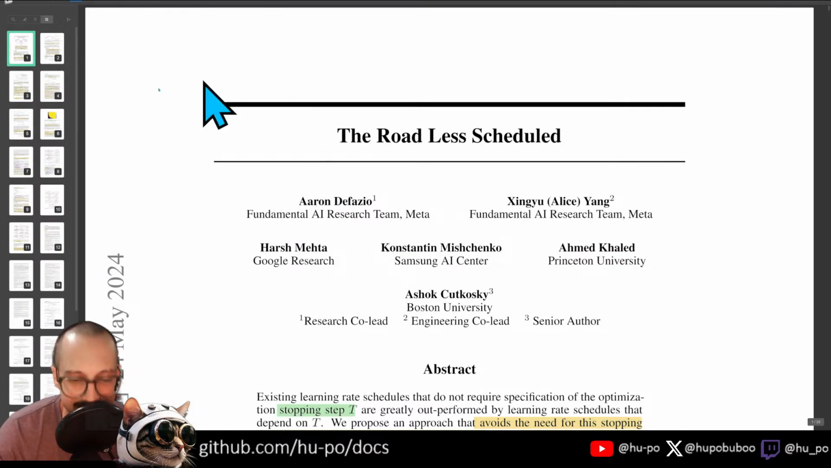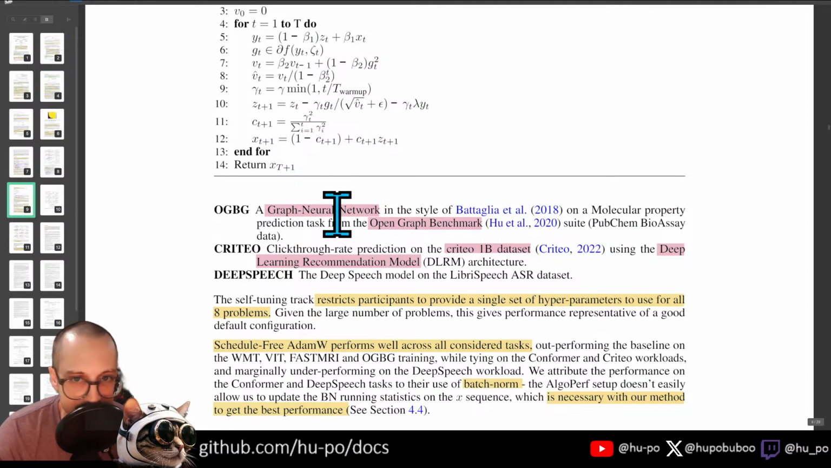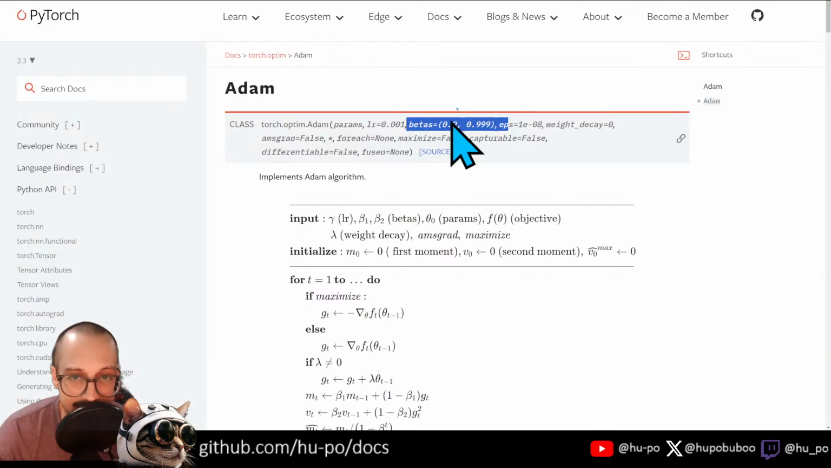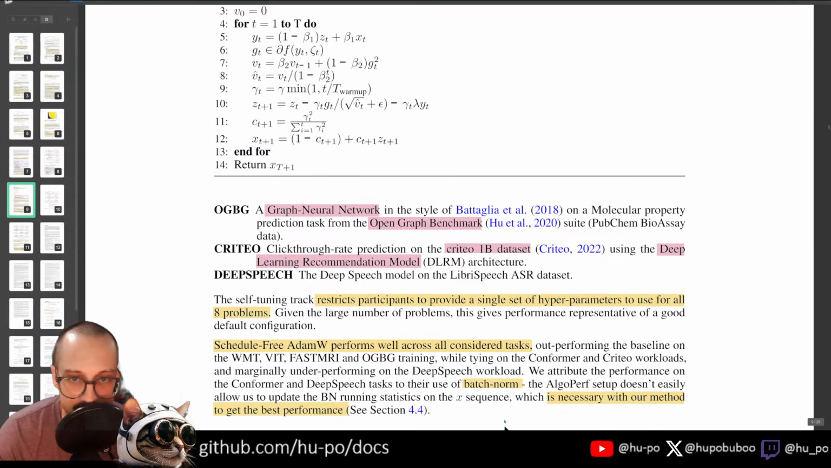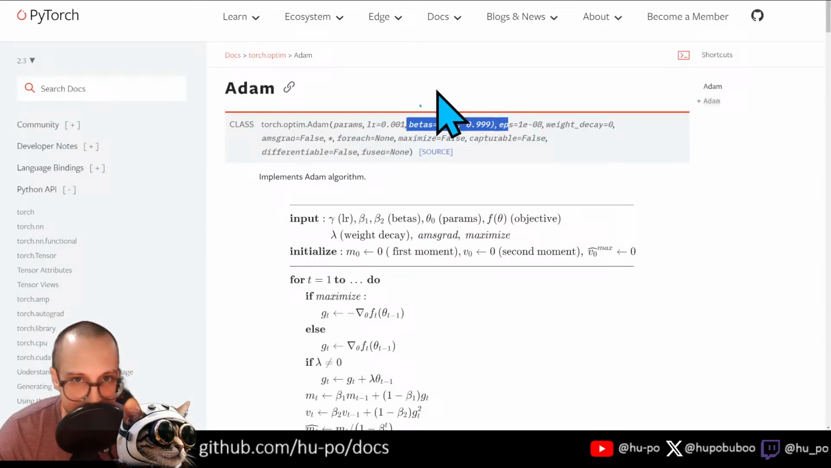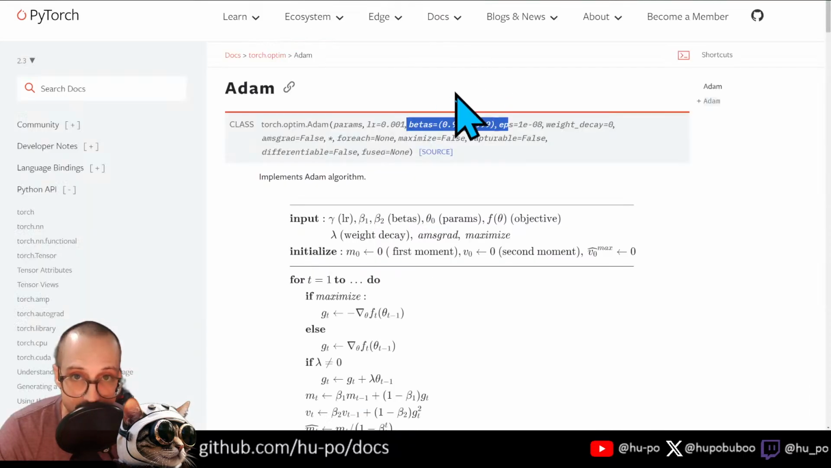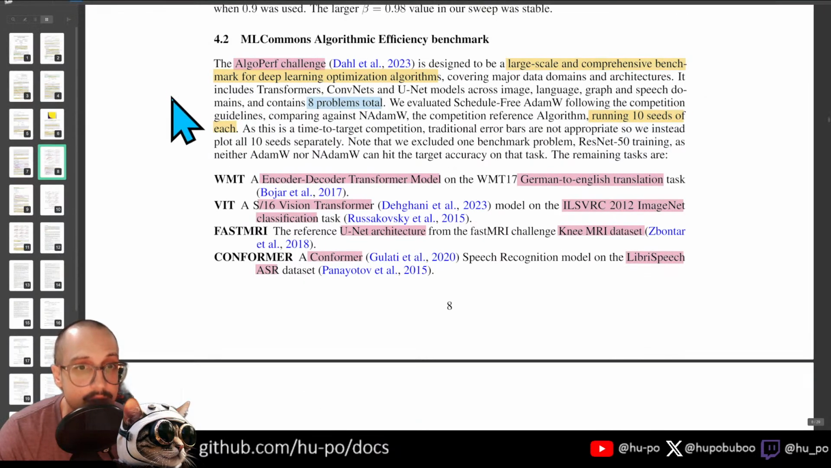So that's why it's important that you have very good default hyperparameter values that are robust to different problems, because the graph neural network people are just going to use the default value. The random UNet MRI people, they're just going to use the default value. So your optimizer needs to be very robust to different types of problems with whatever default value you decide to put here.